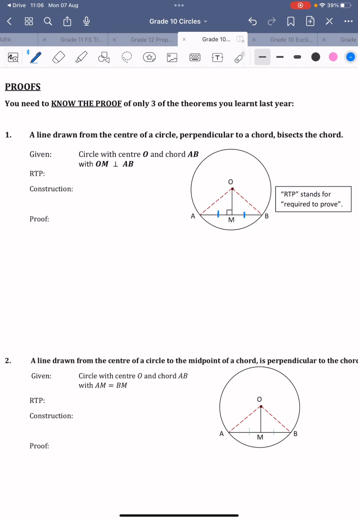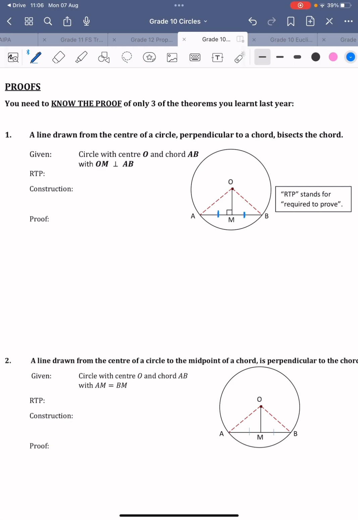Now what they're saying they're given, that is what you will be given in a test or exam, guys. That is the picture that they will give you. They will give you a circle with the center O, and then they're going to give you chord AB, and then they're going to tell you that that line is perpendicular to the chord. Okay, that's the information that's given.